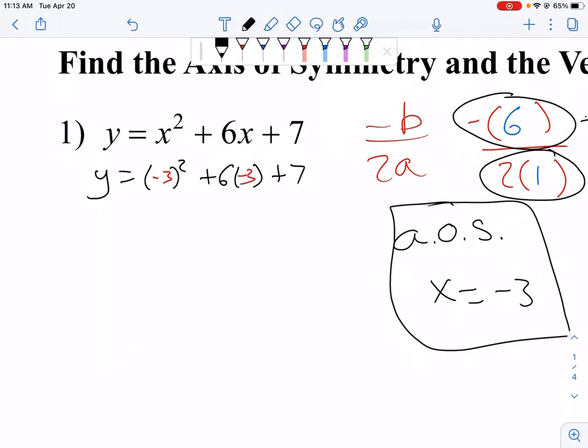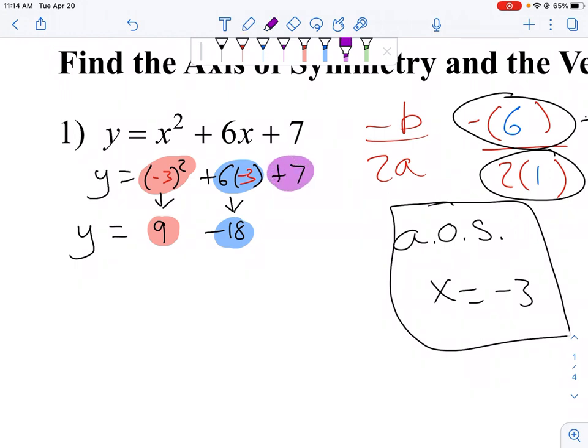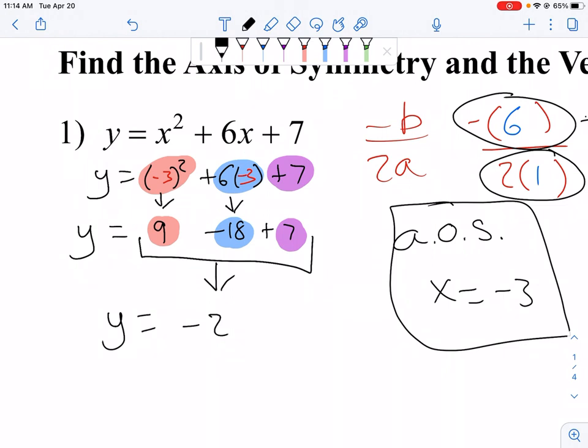And then we're going to evaluate, or we're going to solve to see what happens. So negative 3 to the second power is going to make a positive 9. 6 times negative 3 is going to make a negative 18. And 7 isn't being changed, so we're just going to write plus 7 here. Our next step is to combine all of our terms here. So we have 9 minus 18 plus 7. If you punch that in a calculator, you're going to end up with a negative 2. So y equals negative 2.